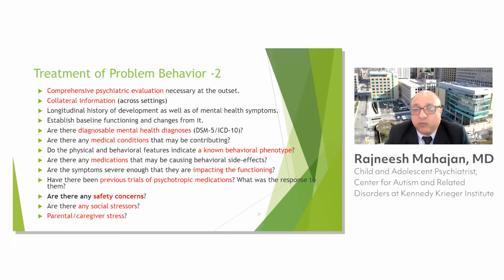Collateral information is important. It is important to gather information across settings. How is the child at school? How is the child at home? How is the child in the community? The more information we have, the better the treatment plan. Thorough longitudinal history of development is important, as well as of emergence of the mental health symptoms. And generally, we try to establish a baseline and then look at when the problem behaviors began to be seen, or were there any other mental health changes?